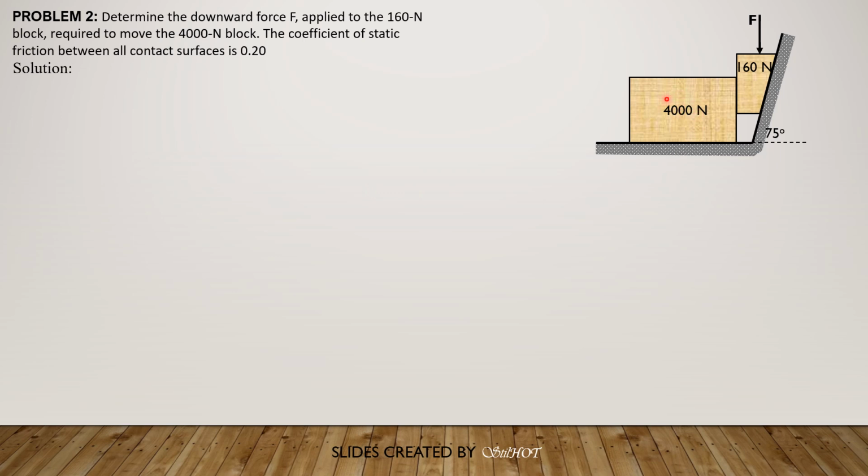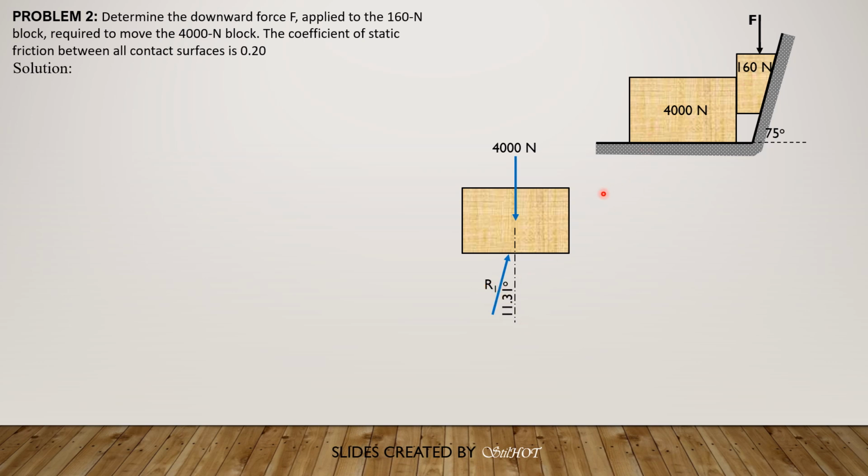So first, let's draw the free body diagram of the 4,000 Newton block. The effect of the force F and the 160 Newton wedge will be to push this 4,000 Newton block down to the left. So the reaction at the bottom of this 4,000 Newton block would be up to the right. Since the angle of friction is arctan of 0.2, or 11.31, the reaction at the bottom of the block would be up to the right, making an angle of 11.31 degrees. We will call the reaction R1.